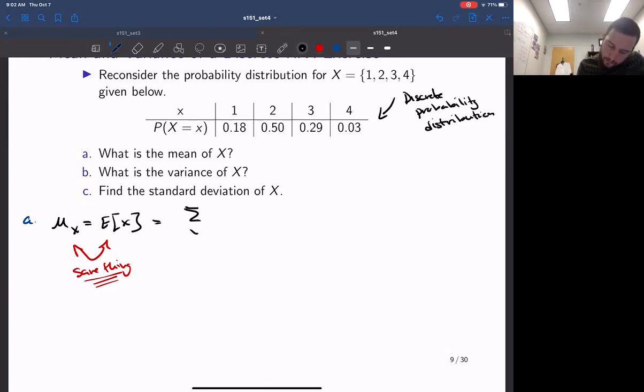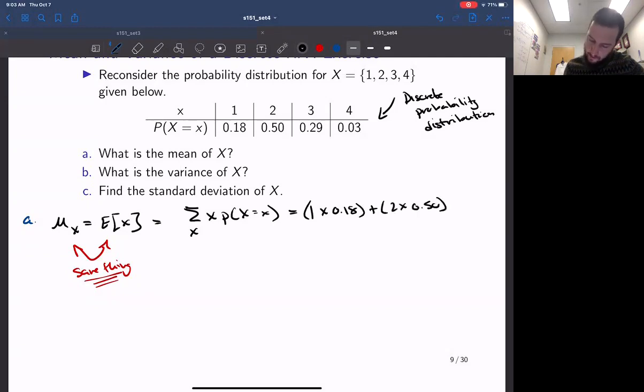Okay, so this is the sum over X of X times P of X. All this is saying to us is multiply X times its probability and add that to the next X times its probability. So this formula is actually very easy to use. This is just saying take 1 times 0.18 plus 2 times 0.5 plus 3 times 0.29 plus 4 times 0.03. Right, and that gives us 2.17.